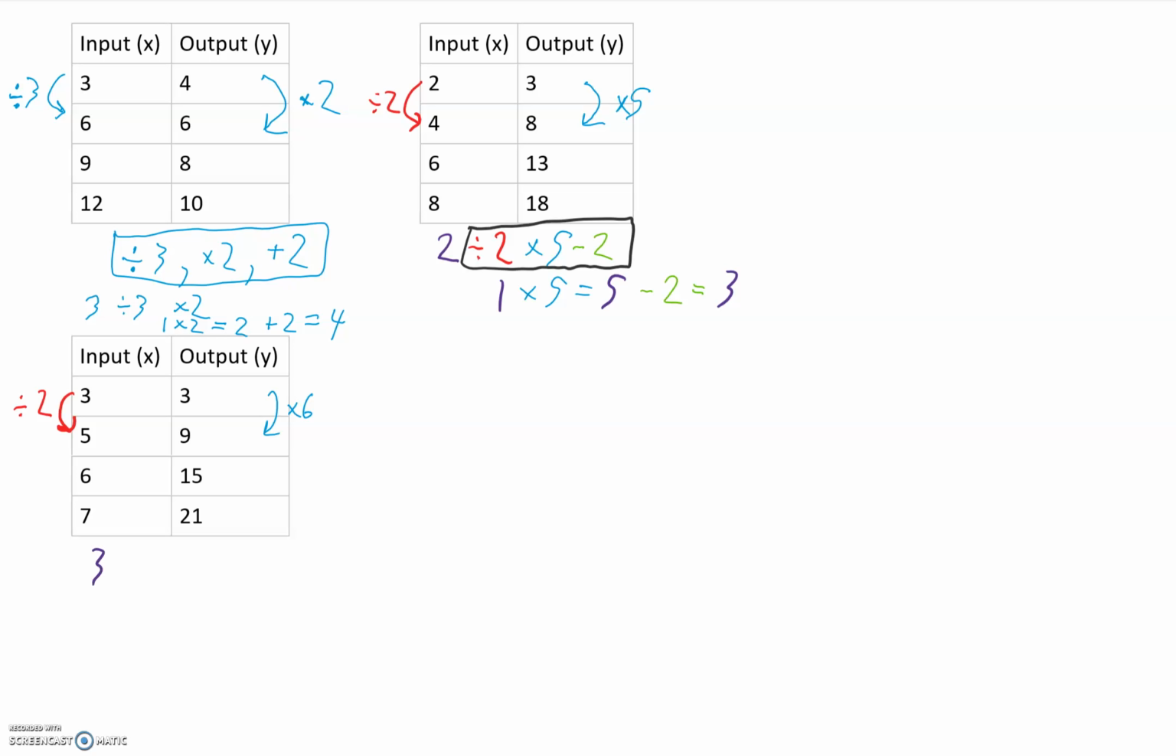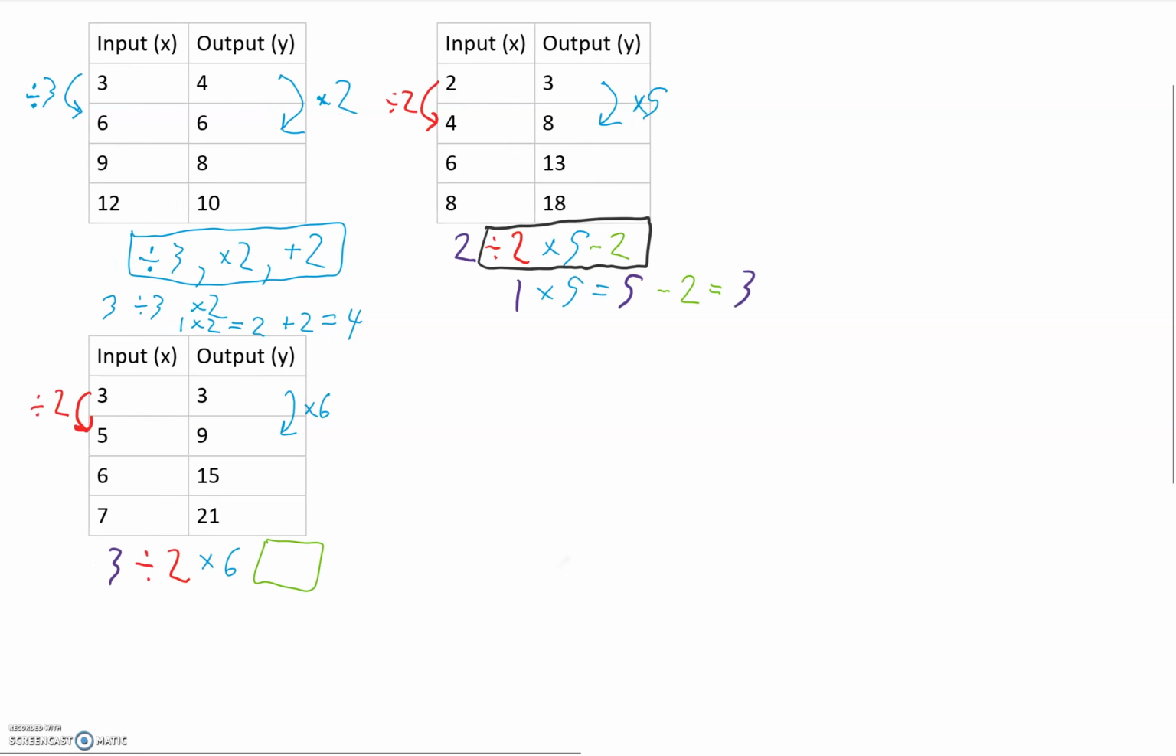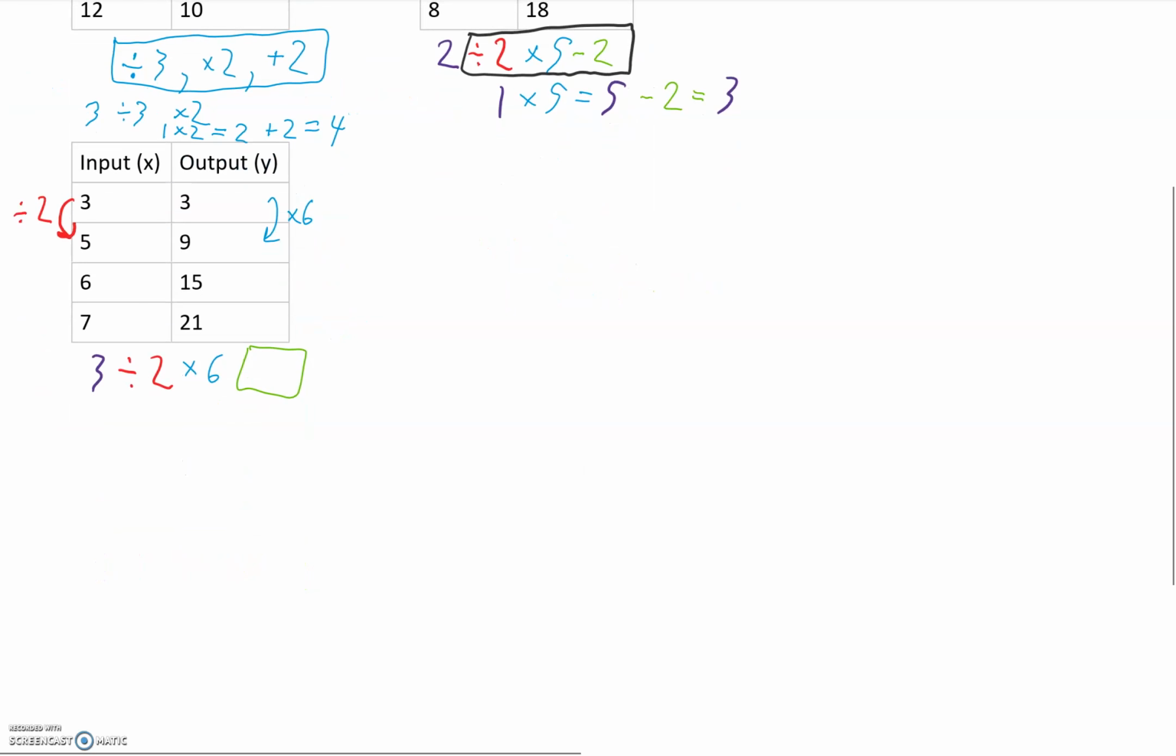So 3 divided by 2. Oh well, we can't do that, but let's try something else out in a second. Times 6, and then perhaps something else that we'll find. So we can't divide 3 by 2, okay? But what we can try is switching the order of those two. So let's rewrite this: 3 times 6, and then divide by 2, and see if that works.